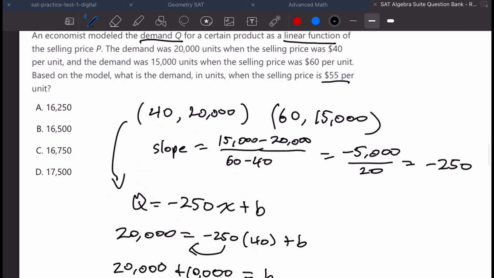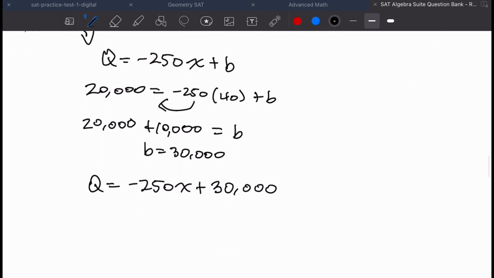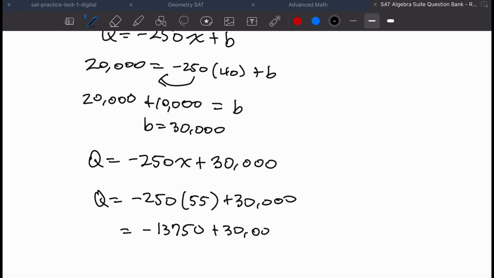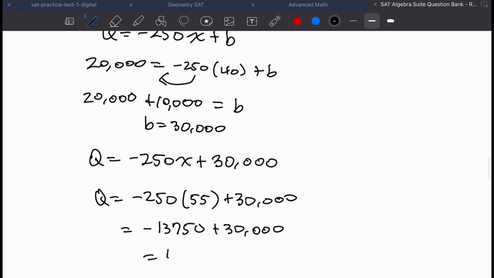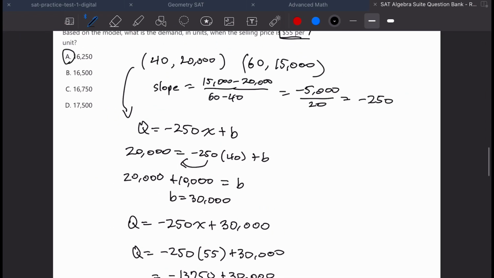And the question is asking for when the selling price is $55. So that is the x value. So Q is equal to negative 250 times 55 plus 30,000. If we plug this into our calculator, this is negative 13,750 plus 30,000, which gives us 16,250. And that would be our final answer for this question.